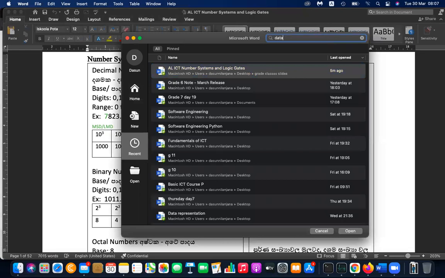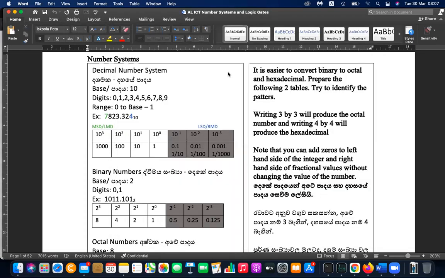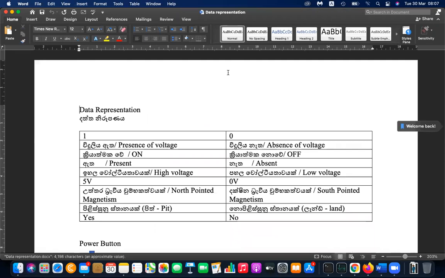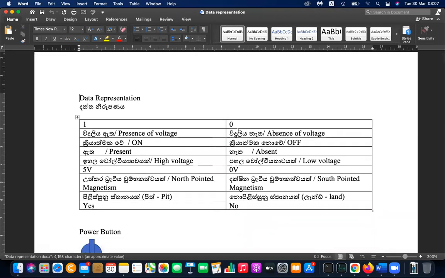It's data representation. So this is what happens in the computer. This is a lesson from O-level ICT, but if you cannot remember, I would like to remind you again. Data representation, basically representing means you use something on behalf of some other thing.